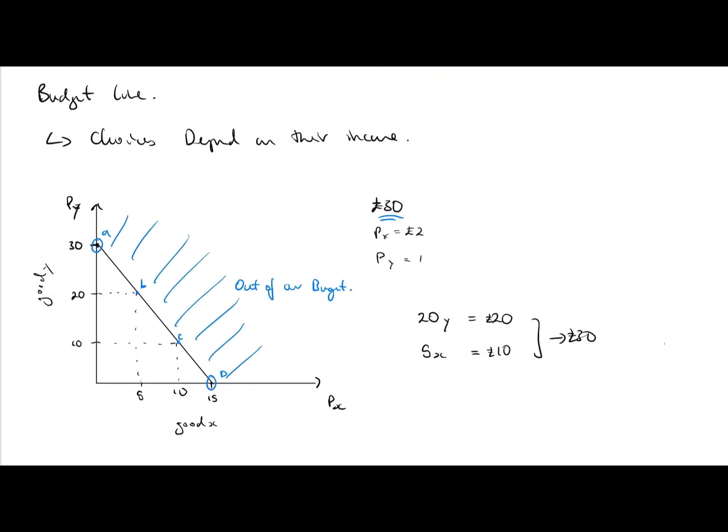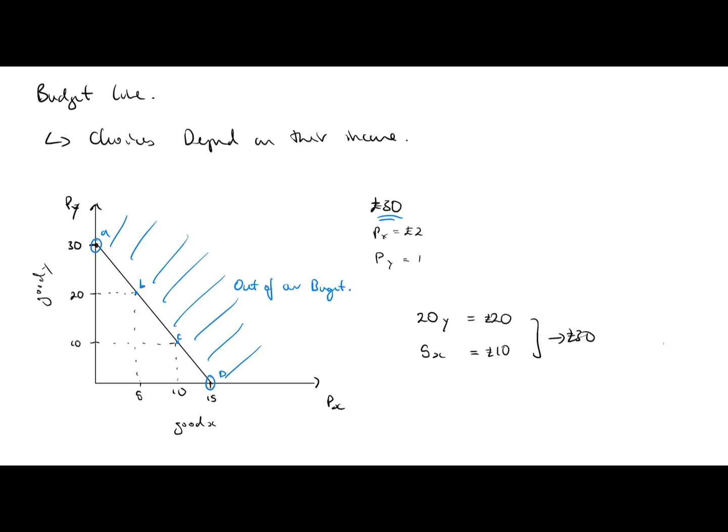But what happens if your budget increases? Your consumer comes into more money and they have more money to spend. That means the budget line will shift to the right as they have more money to spend. But if the budget decreases, the line will shift backwards to the left.